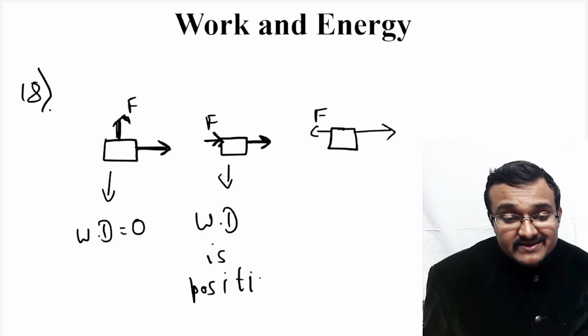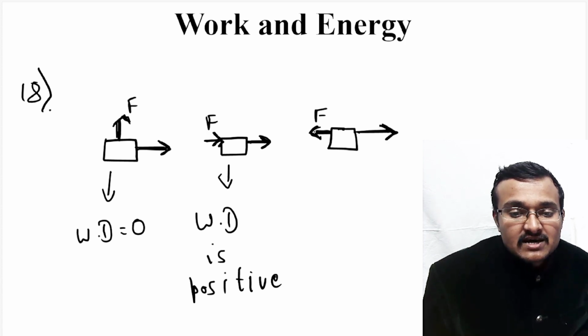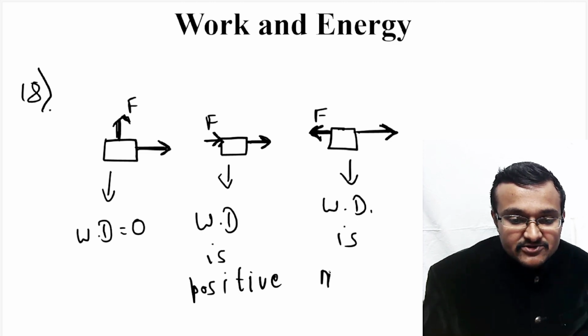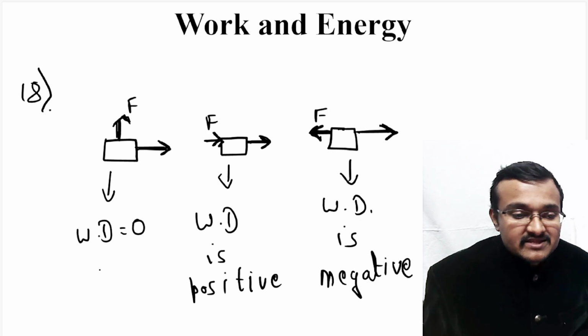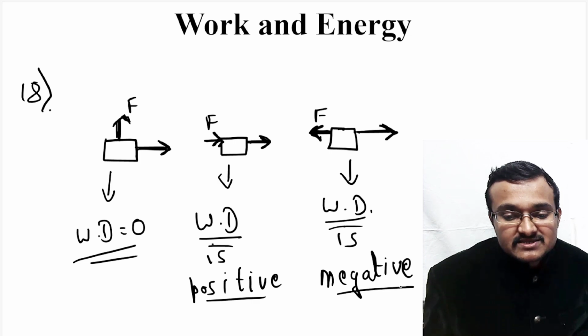In the third case, force is acting opposite to the direction of motion. That means if the object is displacing in this particular direction, the force acting on this object is applied in the opposite direction. So here work done is negative. So the answer for this 18th question is: in the first case work done is 0, in the second case work done is positive, in the third case work done is negative.